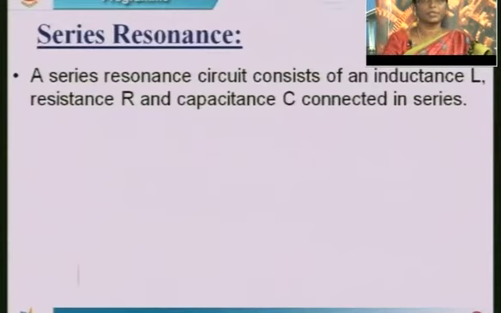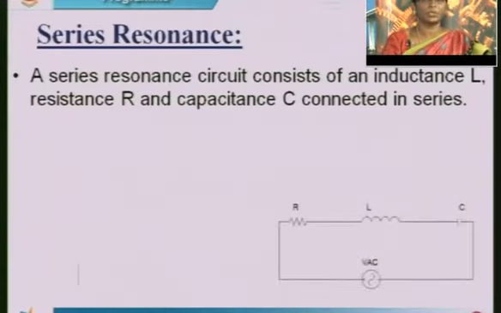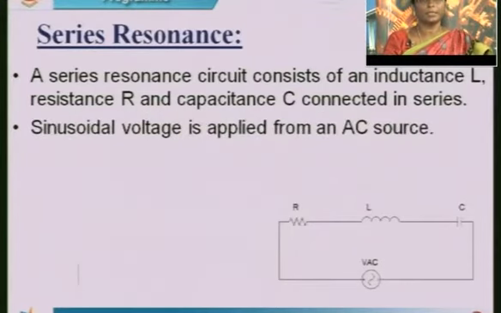A series resonance circuit consists of an inductance L, resistance R and capacitance C connected in series. How does the circuit look? This is the combination. R is the resistance, normally the resistance of the inductance, and these three are connected in series. And we apply a sinusoidal signal of voltage source VAC across the series network.